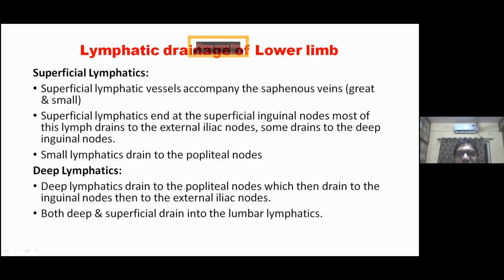Now, lymphatic drainage of the lower limb. This is again superficial and deep. Superficial lymphatic vessels accompany the saphenous veins, great and small. Superficial lymphatics end at the superficial inguinal nodes. Most of the lymph drains to the external iliac nodes, some drains to the deep inguinal nodes. Small saphenous lymphatics drain to the popliteal nodes. And deep lymphatics drain to the popliteal nodes, which then drain to the inguinal nodes, then to the external iliac nodes. Both deep and superficial drain to the lumbar lymphatics.